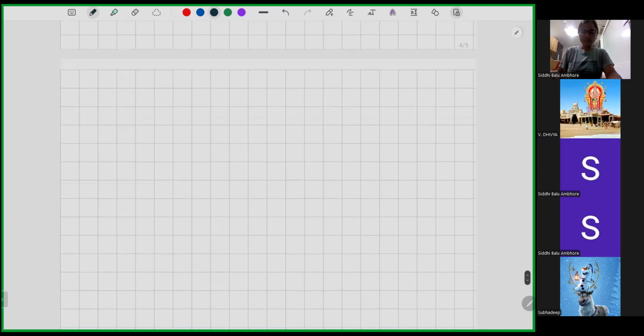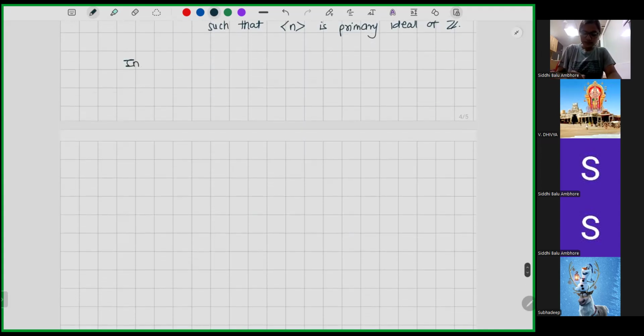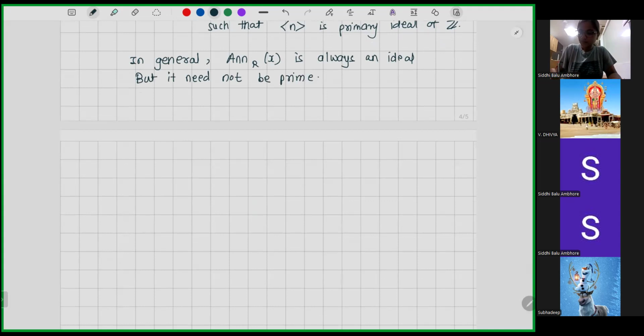So what I said was, in general, this is an ideal. The annihilator of some element is always an ideal, but it need not be prime. Therefore this annihilator of x doesn't always belong to the associated primes.